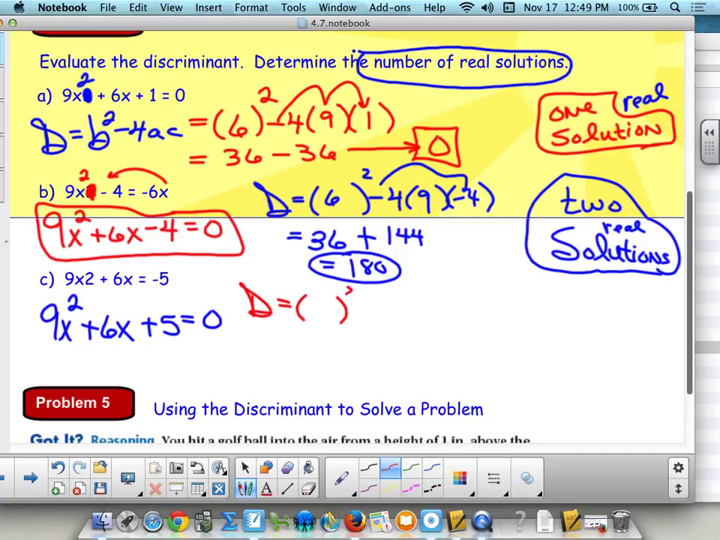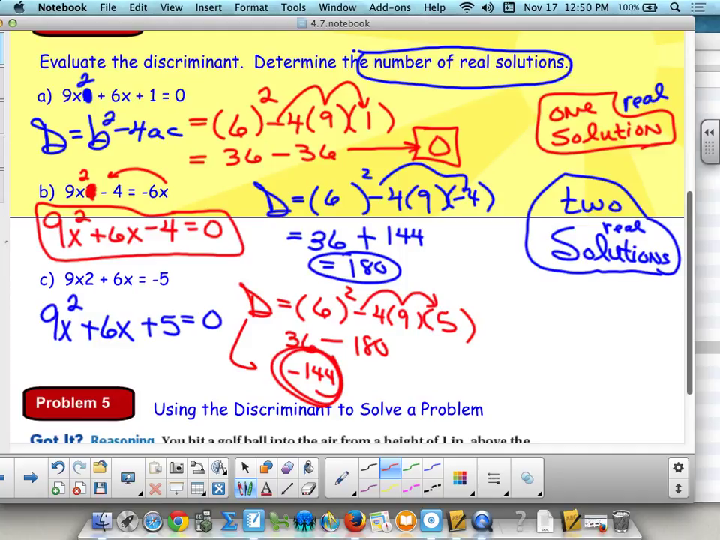D equals 6 again. A is 9. C is 5. 36. Negative times positive is negative, right? What's all that? 180. Yep. Okay, 36 take away 180 is negative 144. Okay, the discriminant is that which tells you to say what? That's no real solutions.